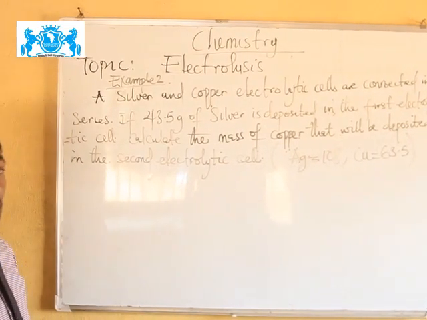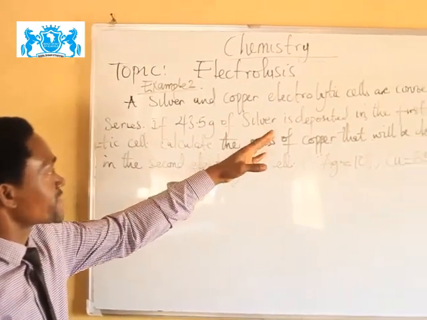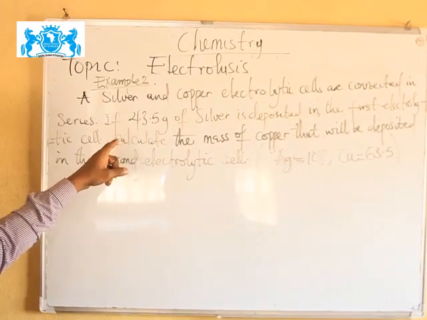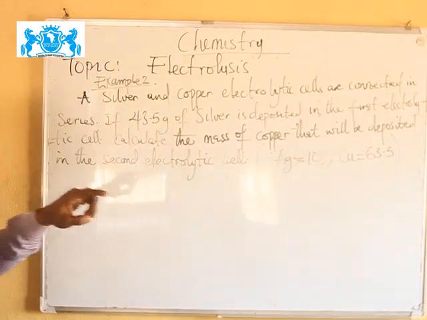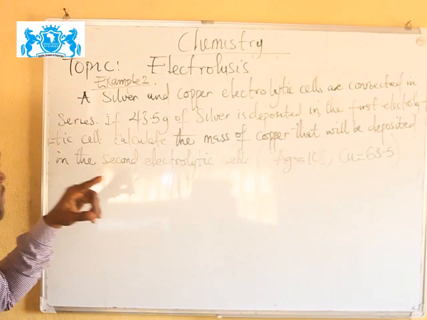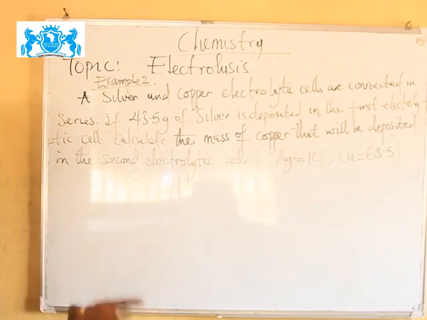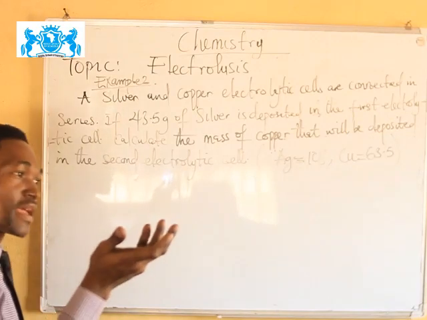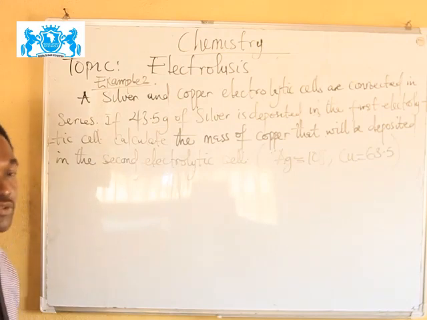Now, looking at what we have on the board: silver and copper electrolytic cells are connected in series. If 43.5 grams of silver is deposited in the first electrolytic cell, calculate the mass of copper that will be deposited in the second electrolytic cell. Remember, the condition is that the 2 electrolytic cells are connected in series, which enables us to apply the second law of electrolysis.